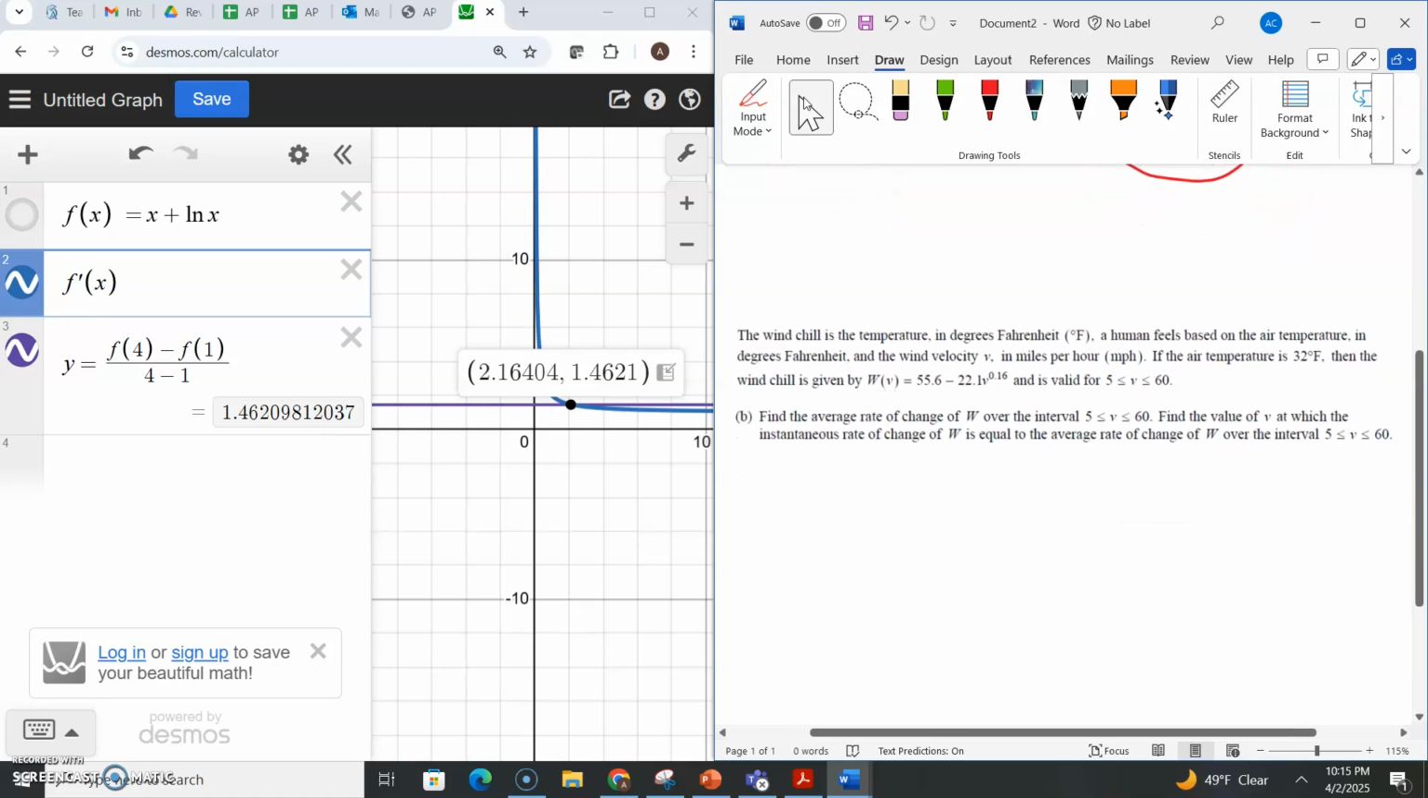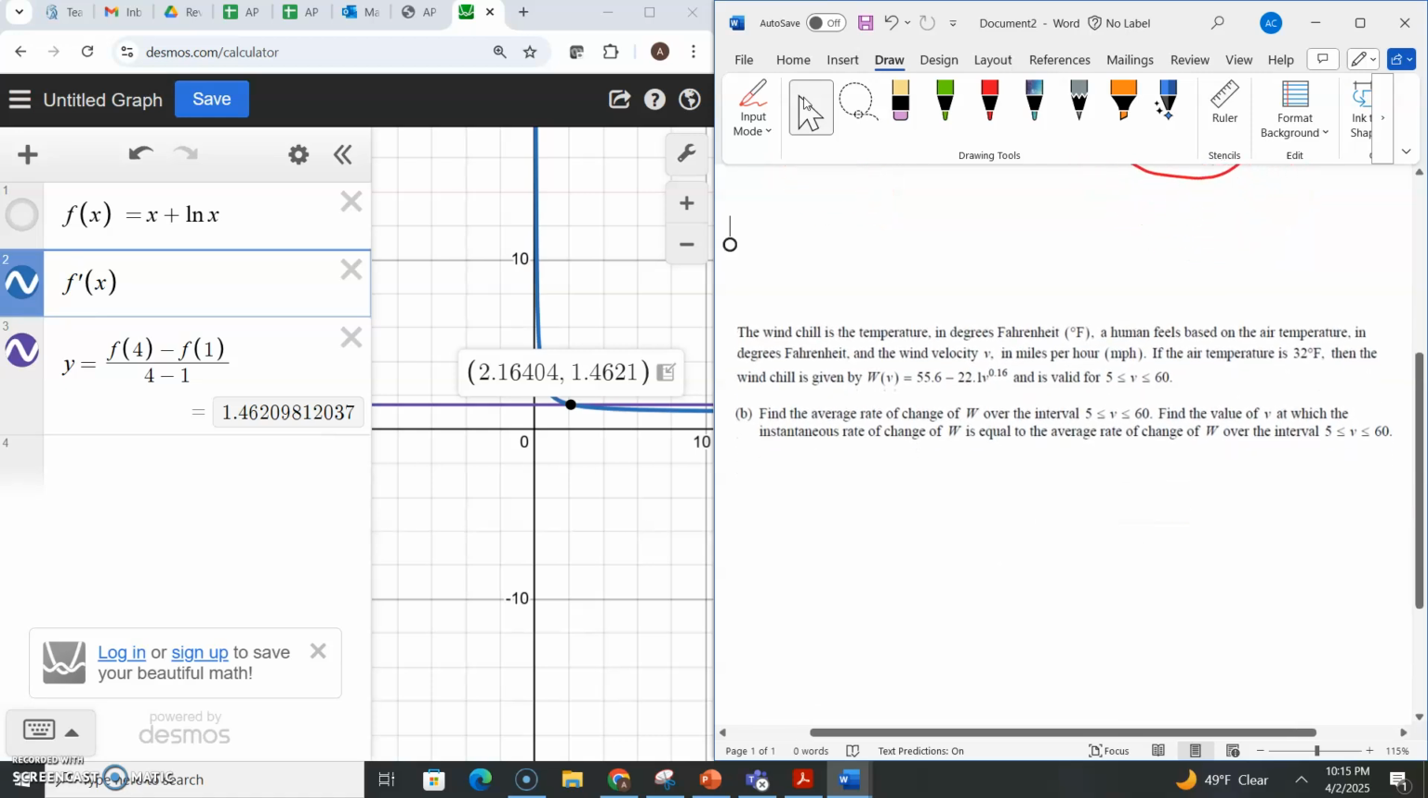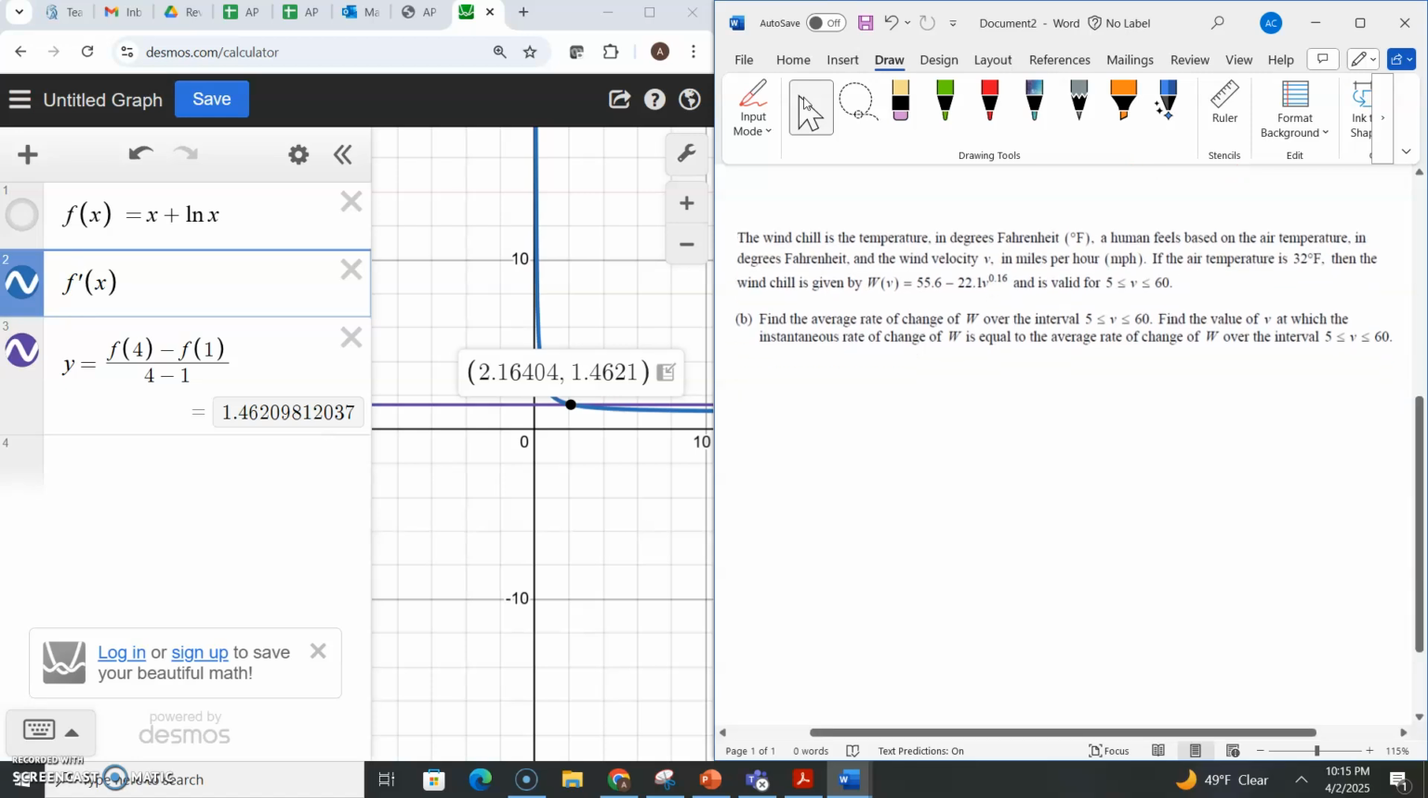All right, now let's find one for you to try. So this one was from a 2009 FRQ. It says this: the wind chill is the temperature in degrees Fahrenheit a human feels based on the air temperature in degrees Fahrenheit and the wind velocity, v, in miles per hour. If the air temperature is 32 degrees Fahrenheit, then the wind chill is given by the function W of v is 55.6 minus 22.1 v to the power of 0.16 and is valid on the interval 5 to 60.